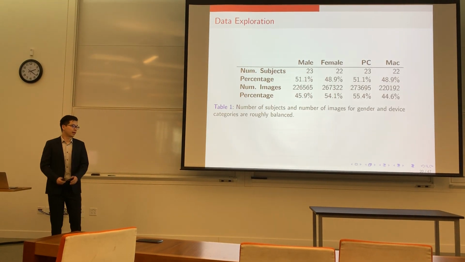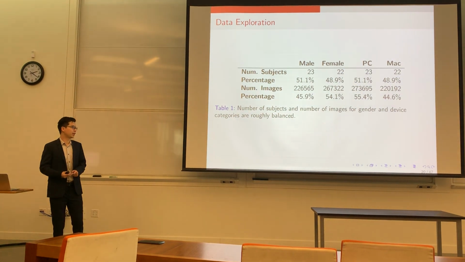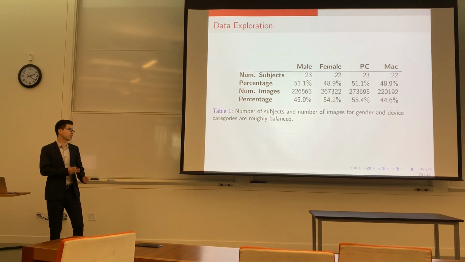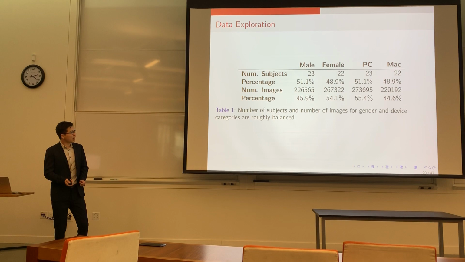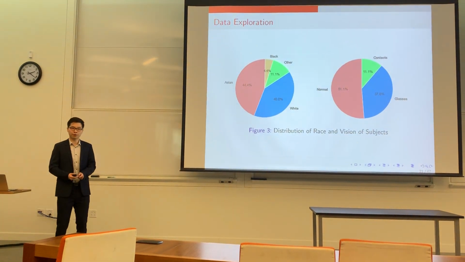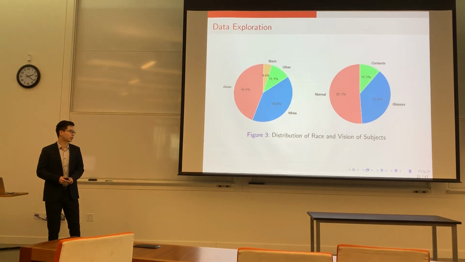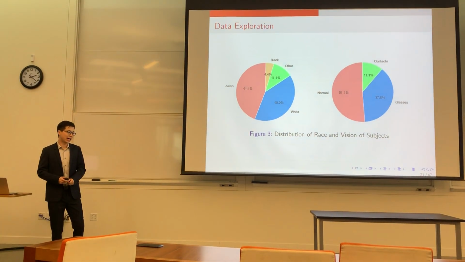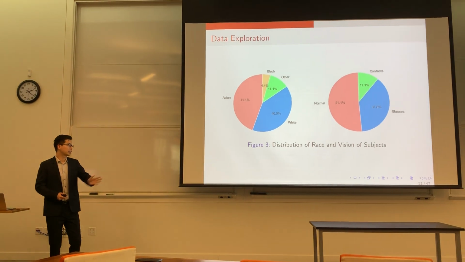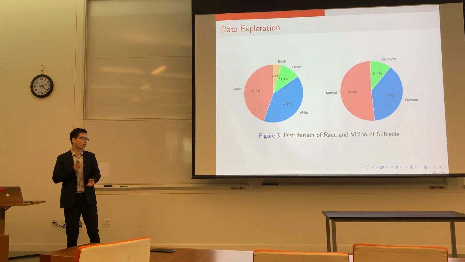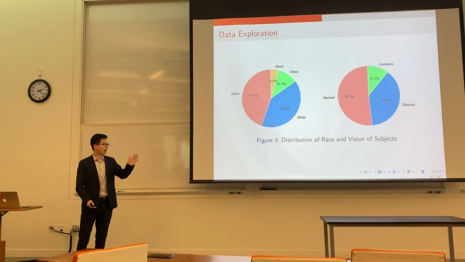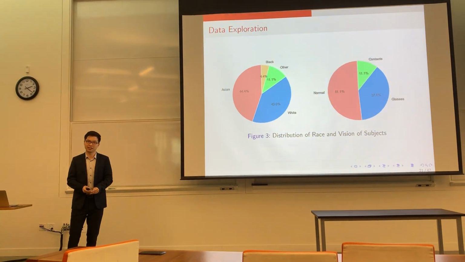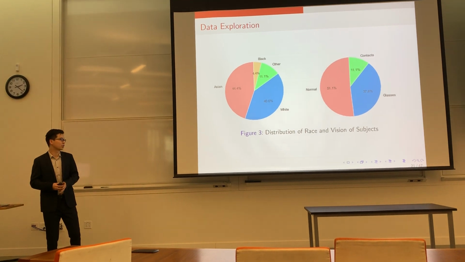So some exploration of my data shows that the number of participants and number of images are pretty well balanced in terms of gender, male versus female, and also in terms of device use, PC versus Mac. Because I have access to the demographic information, I also explore the race and vision of subjects. As you can see from the left pie chart, this dataset lacks some racial diversity. But on the right, you can see that this dataset is pretty well balanced between people with normal vision versus those wearing glasses. This fact is pretty important to us because people wearing glasses might be more difficult to detect through my facial landmark detection scheme.